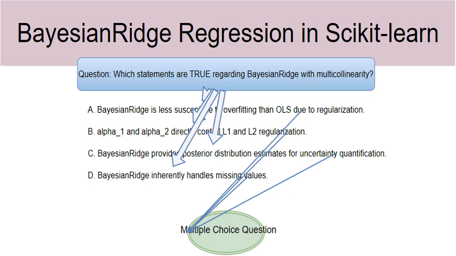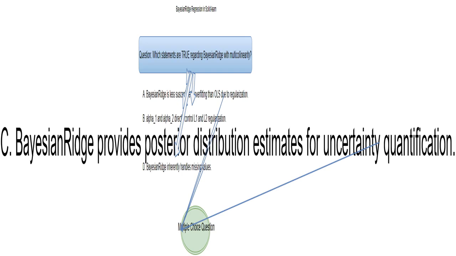Got it? I'm going to explain BayesianRidge, a regression technique found in the Sklearn library. This is a useful method that addresses the challenges of multicollinearity in regression tasks. Let's get started. This statement is true. A major advantage of BayesianRidge is its ability to provide not just point estimates but also the whole posterior distribution of parameters. This gives you a measure of uncertainty in your parameter estimates, which is very beneficial.